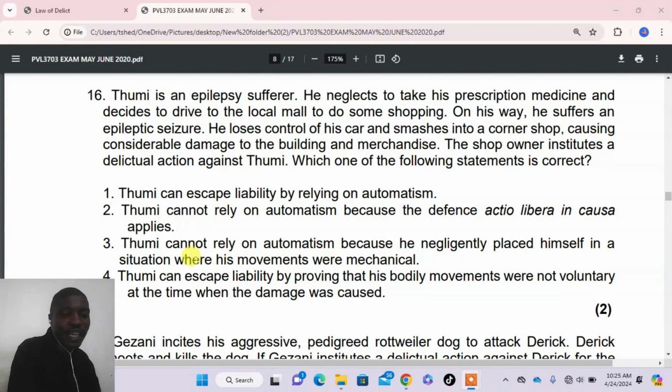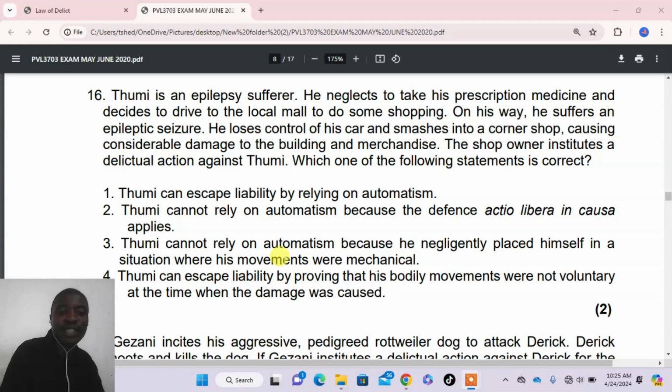we check the intent. You will understand when we go to fault. Fault is made up of intent and negligence. So this guy neglected to take his prescription. Therefore, when you neglect to take your prescription, it means that when he was driving, there was a chance that he could suffer from an epileptic seizure. He knows about his disease and he decided not to take the medication.